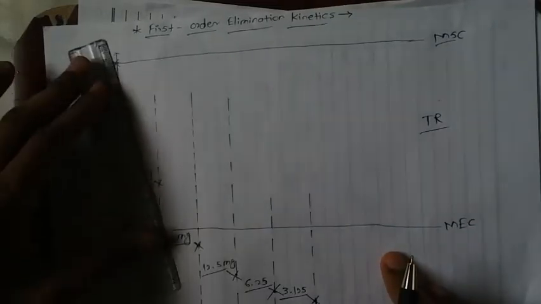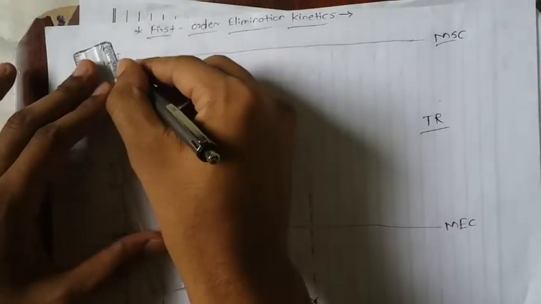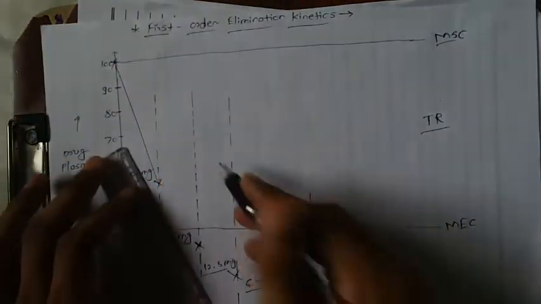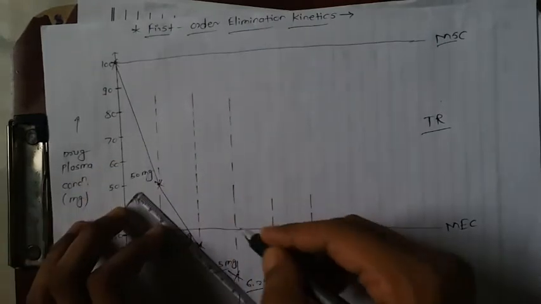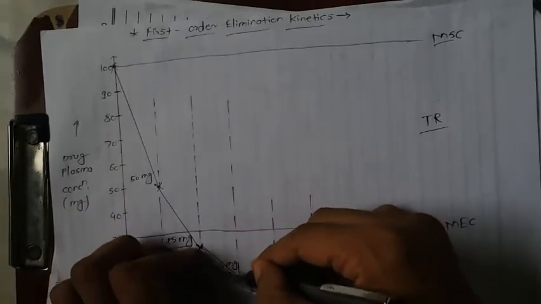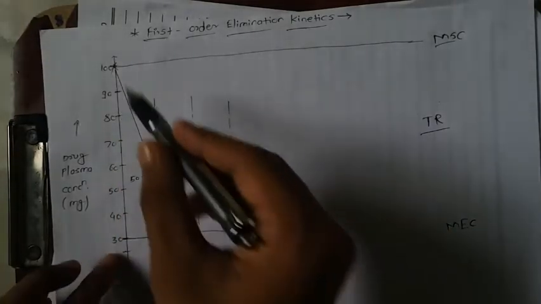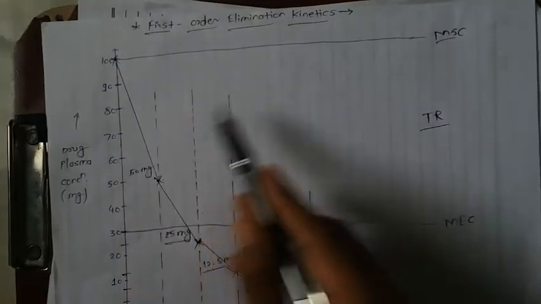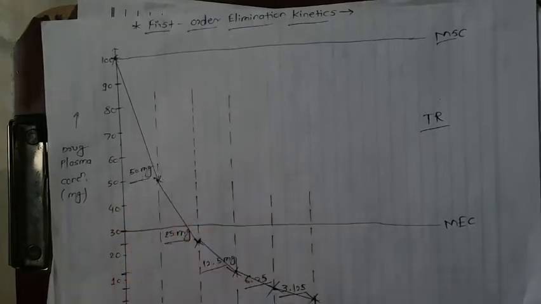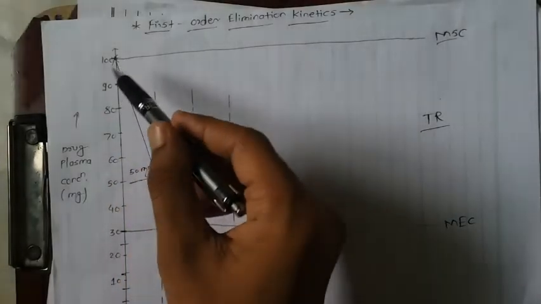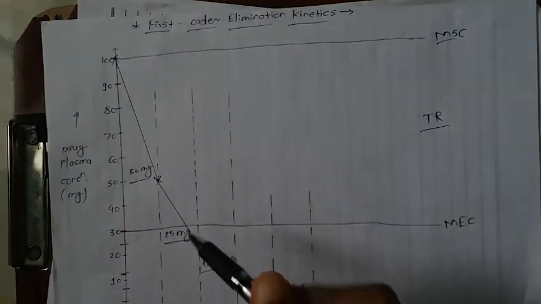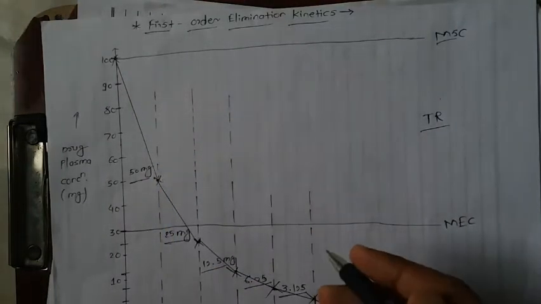So here I have drawn half-life. So I will join these dots. So this is non-linear, that is, drug eliminated from the body is not a constant. It depends upon the concentration of the drug in the body. The more concentration present, the faster it is eliminated. That is 50% eliminated per unit time.